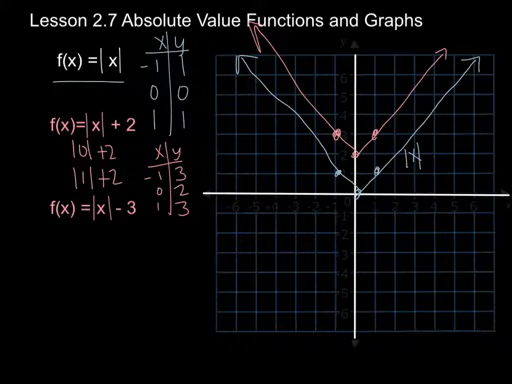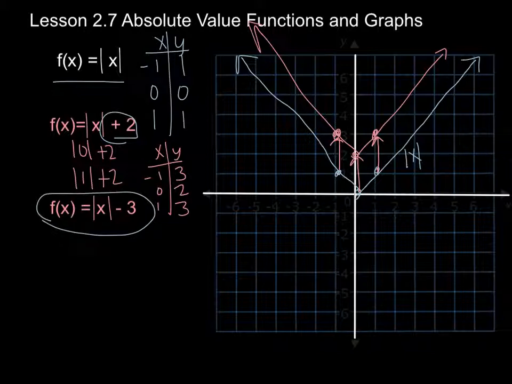Notice that from the original graph, every point got shifted up 2 units. And that's where the plus 2 comes from. So without making a table, we're going to graph this last function. It's the absolute value of x subtract 3. If the red graph got shifted up 2 units from the previous one, this one should shift the graph down 3 units. So this is the absolute value of x minus 3.